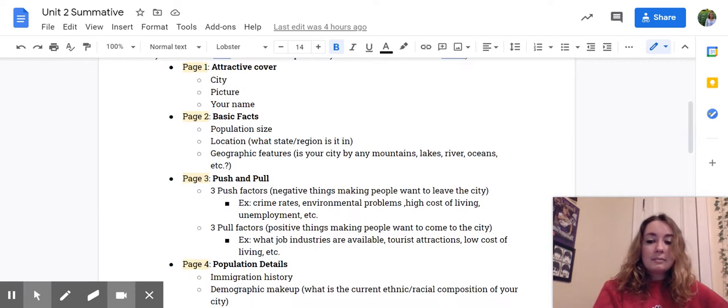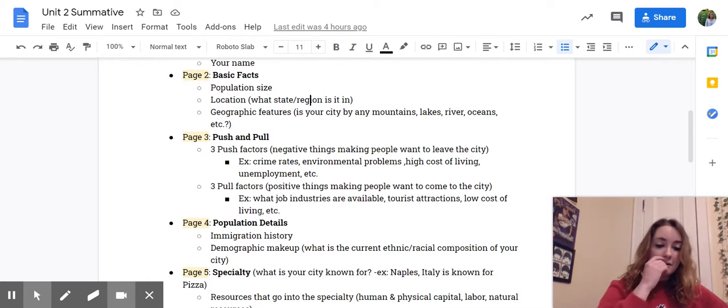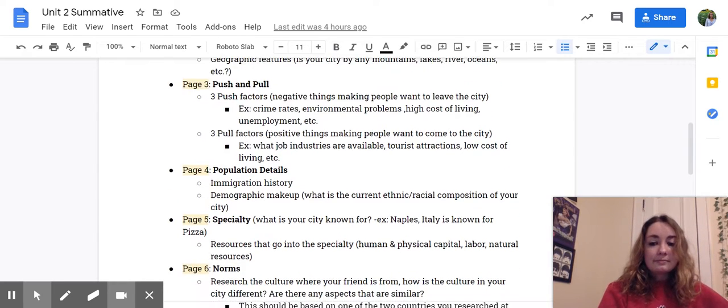Then the second page is going over basic facts. So what's the size of your population? How many people live in your city? Give the location of your state and the region it's in. So is it like Midwest, Pacific Northwest, etc.? And then geographic features. So for example, is it by any mountains, lakes, maybe some of the natural resources that are available around your city.